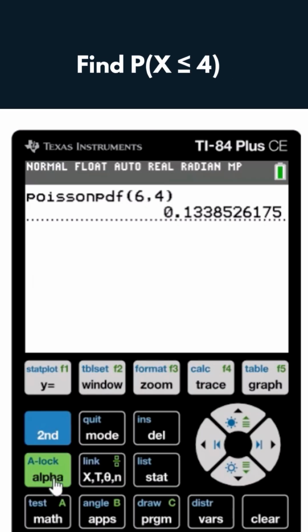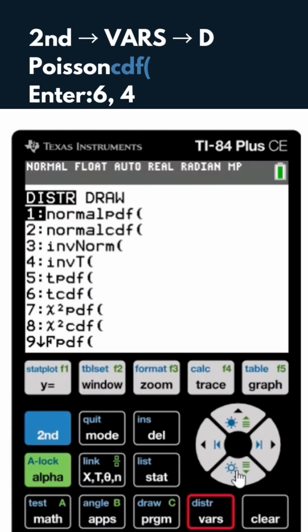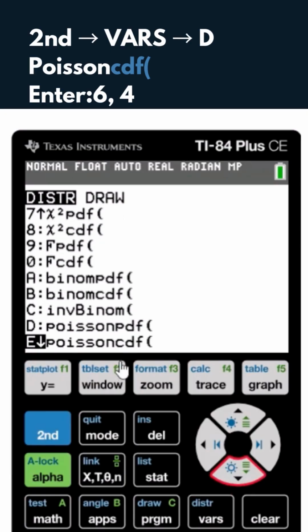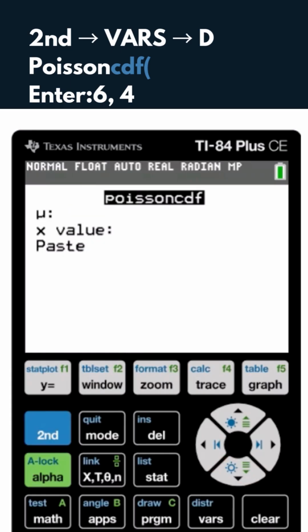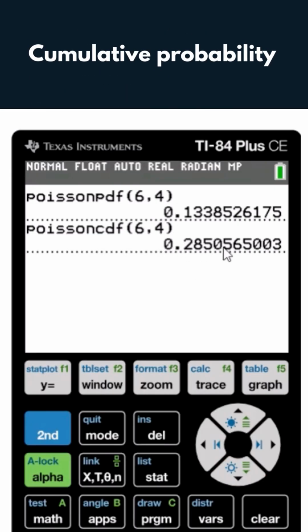Next, what's the probability that 4 or fewer customers arrive? Same menu. This time choose poissonCdf, the C stands for cumulative. Enter 6, then 4, press enter. This gives us the entire stack of probabilities from 0 up to 4. A full Poisson buffet.